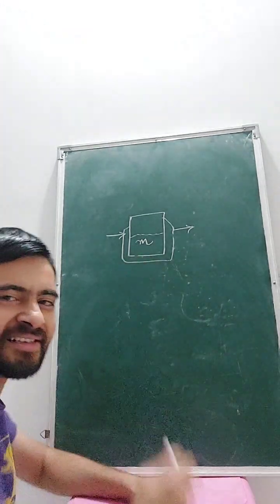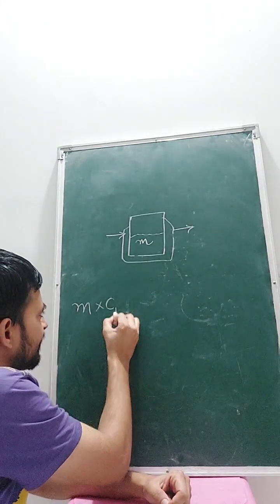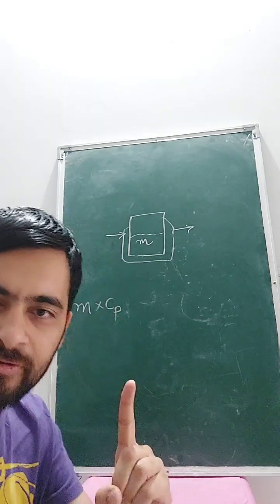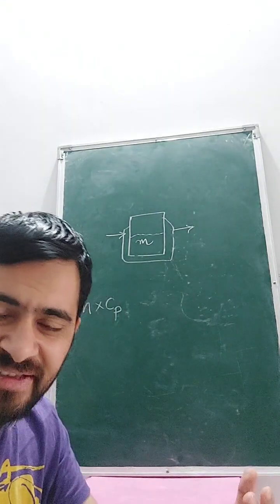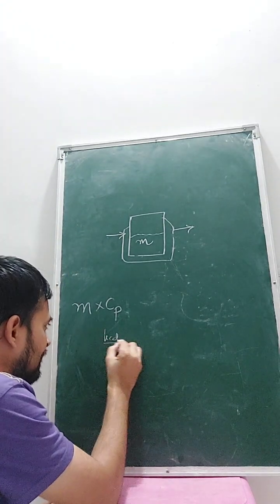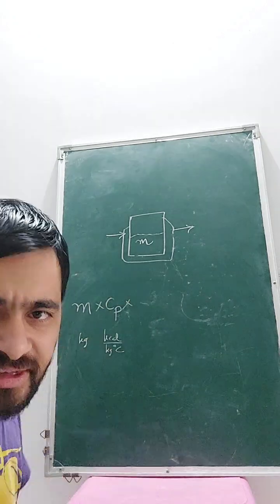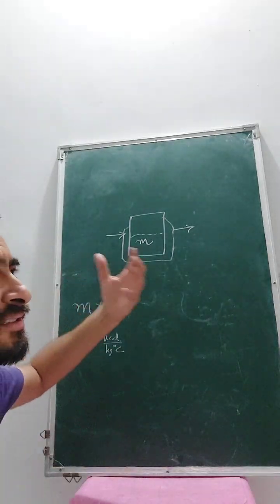Now, if you want to heat this mass, then you have to multiply this mass with Cp. Why Cp? To heat 1 kg of material to 1 degree centigrade, what is the heat required? So that is the kilocal per kg degree centigrade. This is a kg, okay? Now, it is 30 degrees centigrade. Now you are heating to 80 degrees centigrade.